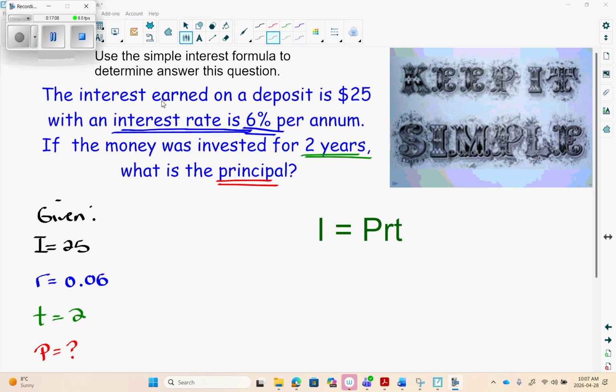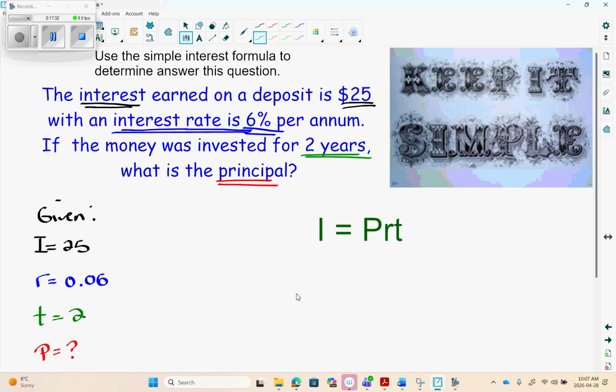So we looked through this. We wrote down our given information. Common mistake is that people think this $25 is the principal. No, that's the interest. I represents the interest. The interest rate as a decimal, R, 0.06. The time it was invested for, or the term, is 2. And it wants to know the principal.